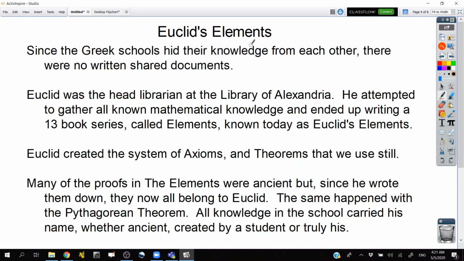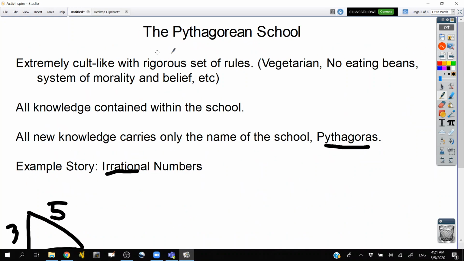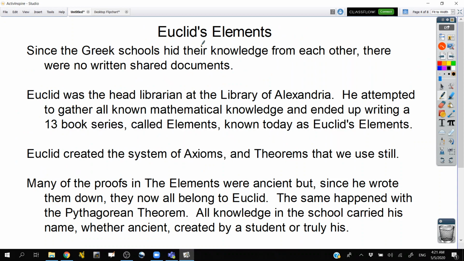Euclid's Elements is important. It's a book that was written, and the reason it's important is that the Pythagoreans didn't write stuff down. So none of this is written down. It's all contained within the school and hidden away from the world. Since the Greek schools hid their knowledge from each other, there were no written shared documents.